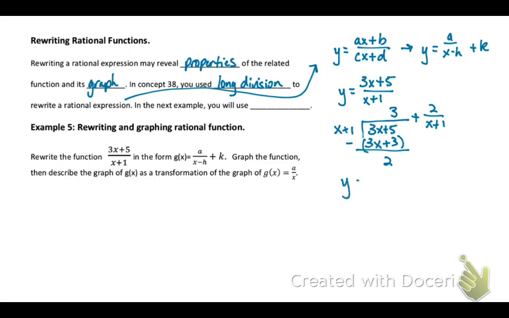So now I have that rational function in simple form. So 2 over x plus 1 plus 3. And I can tell right away that I have a stretch by 2, that it's being shifted 1 unit to the left and 3 units up.